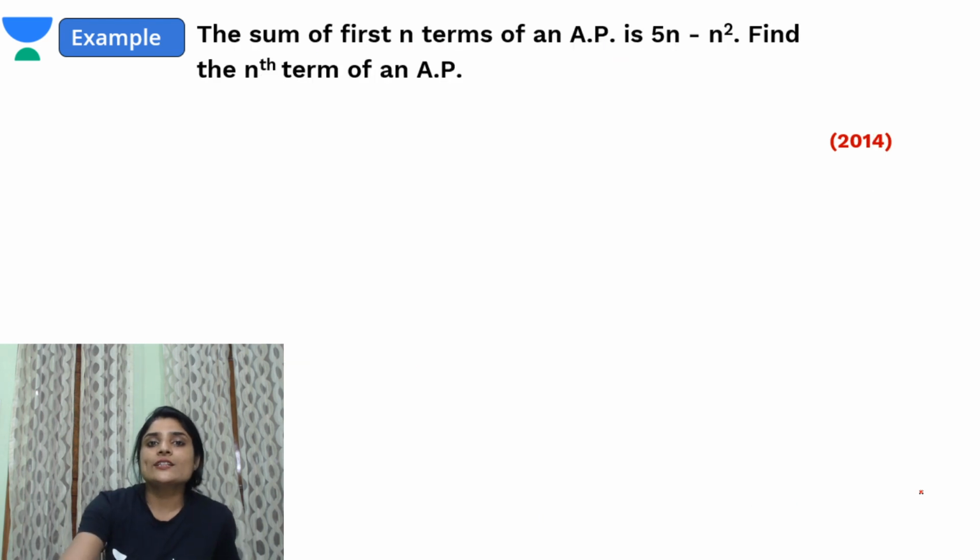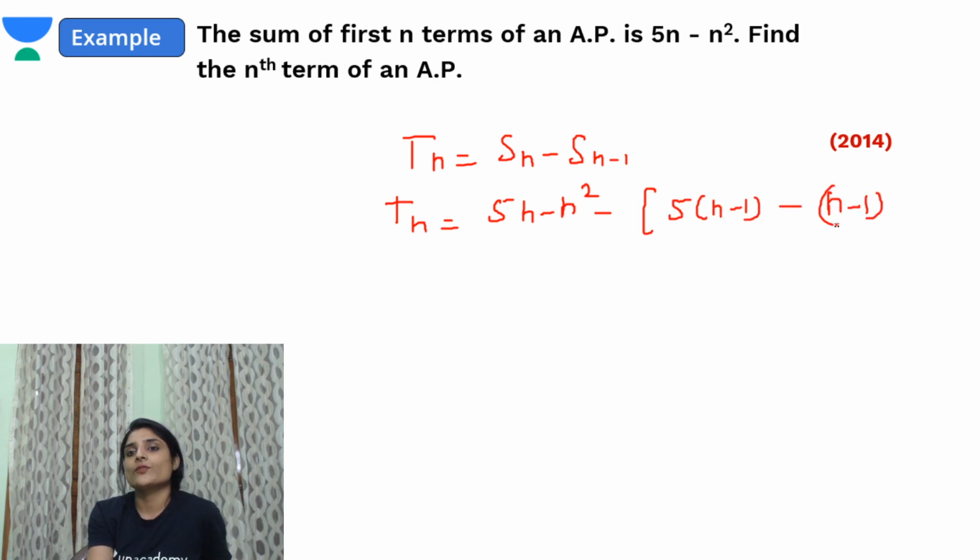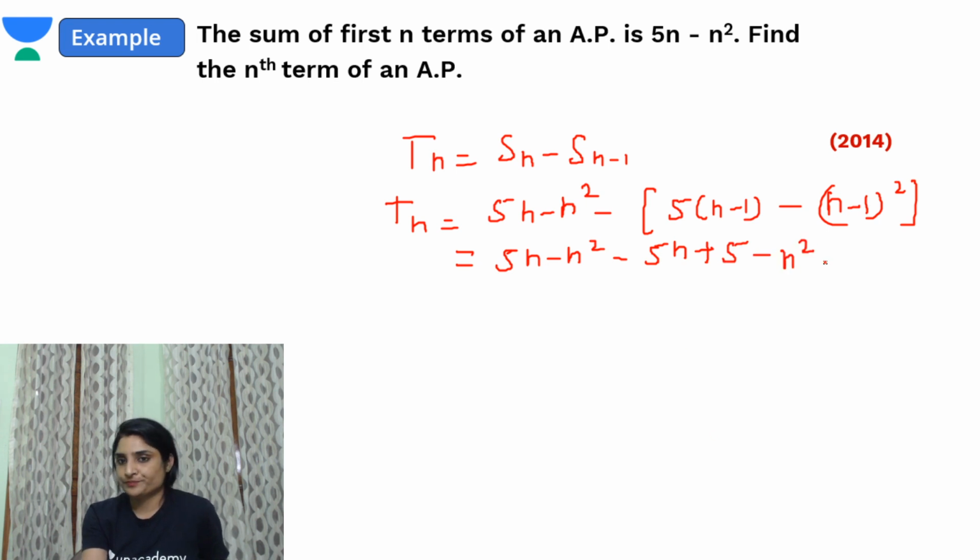Okay, so with this, let's move forward. The sum of n terms of an AP is this. Find the nth term. As I have told you in the beginning, Tn will be Sn minus Sn-1. So just apply the formula. Tn will be 5n minus n square minus (5 times n minus 1 minus (n minus 1) square). So you will be getting 5n minus n square minus 5n plus 5 minus n square minus 1 plus 2n.